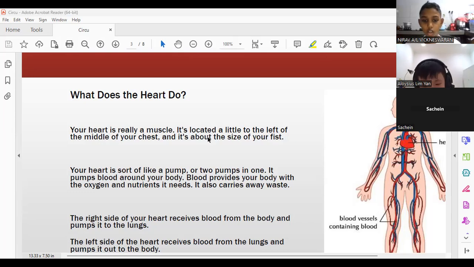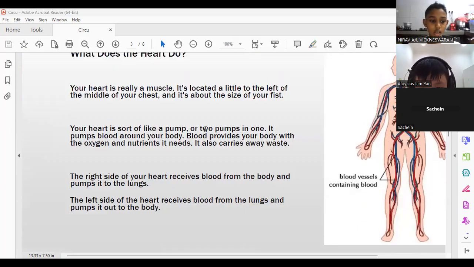Okay, so now look at the bottom one. Aloysius, read the third sentence, the right side. The right side of your heart receives blood from the body and pumps it to the lungs. Okay, all of you, read the question very carefully. And can I have who didn't read yet?